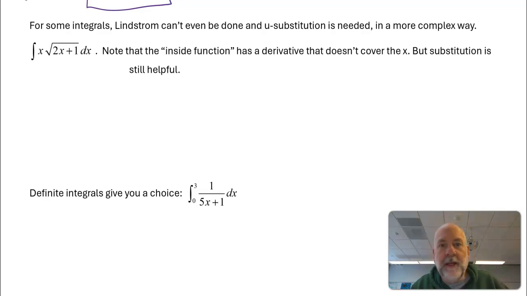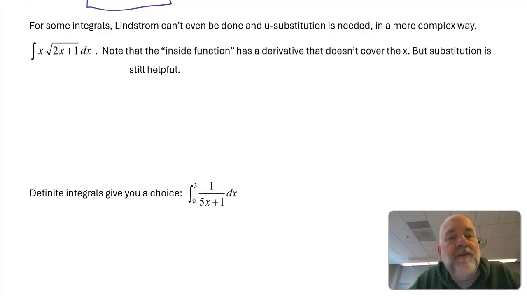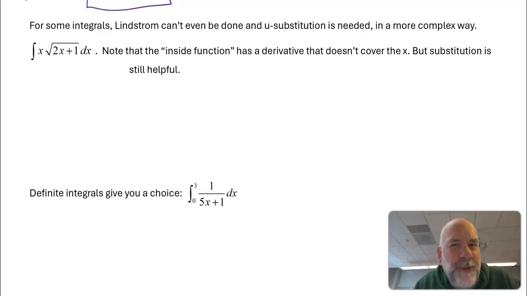So if you're like a huge Lindstrom and chain rule backwards fan, you still need to know this stuff about substitution. Okay, so some integrals Lindstrom can't even be done, and you got to use substitution, but it's a little more complex than the ones we've seen before, and this is the example one we have. And the problem we have is that we can't do any algebra. There's no simplification we can do.